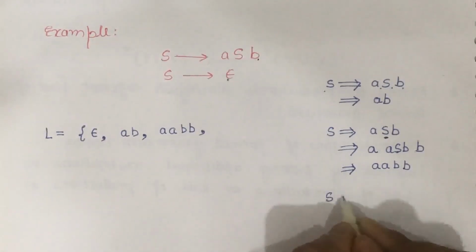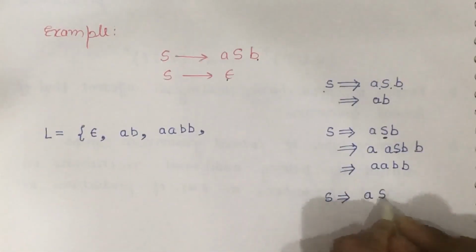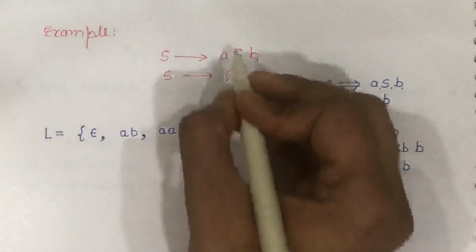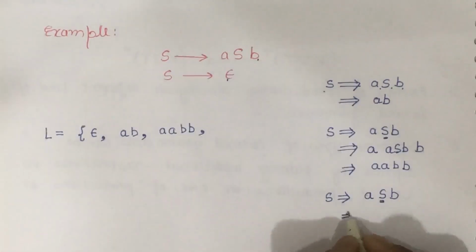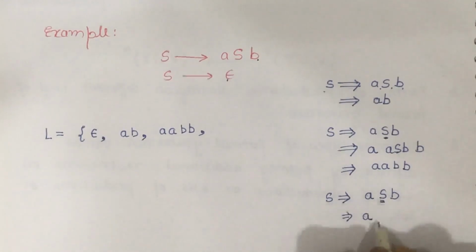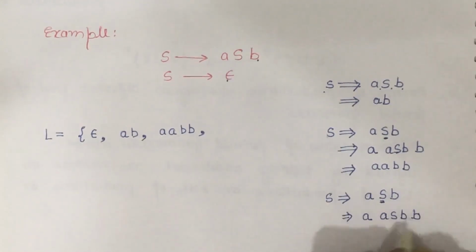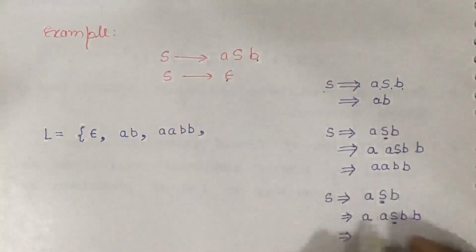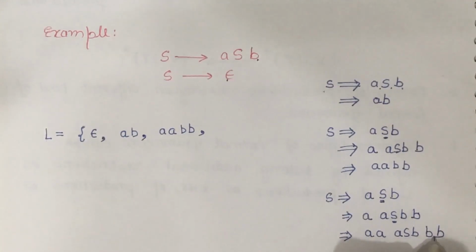Now further we can obtain S derives, again using the first alternate first, ASB. Now we can substitute this S with either of these two alternates. Suppose first we use S to ASB. So A, in place of S we can write ASB and then B. Now this S again can be substituted using the first alternate. So we will get AA, again ASB, and then BB.